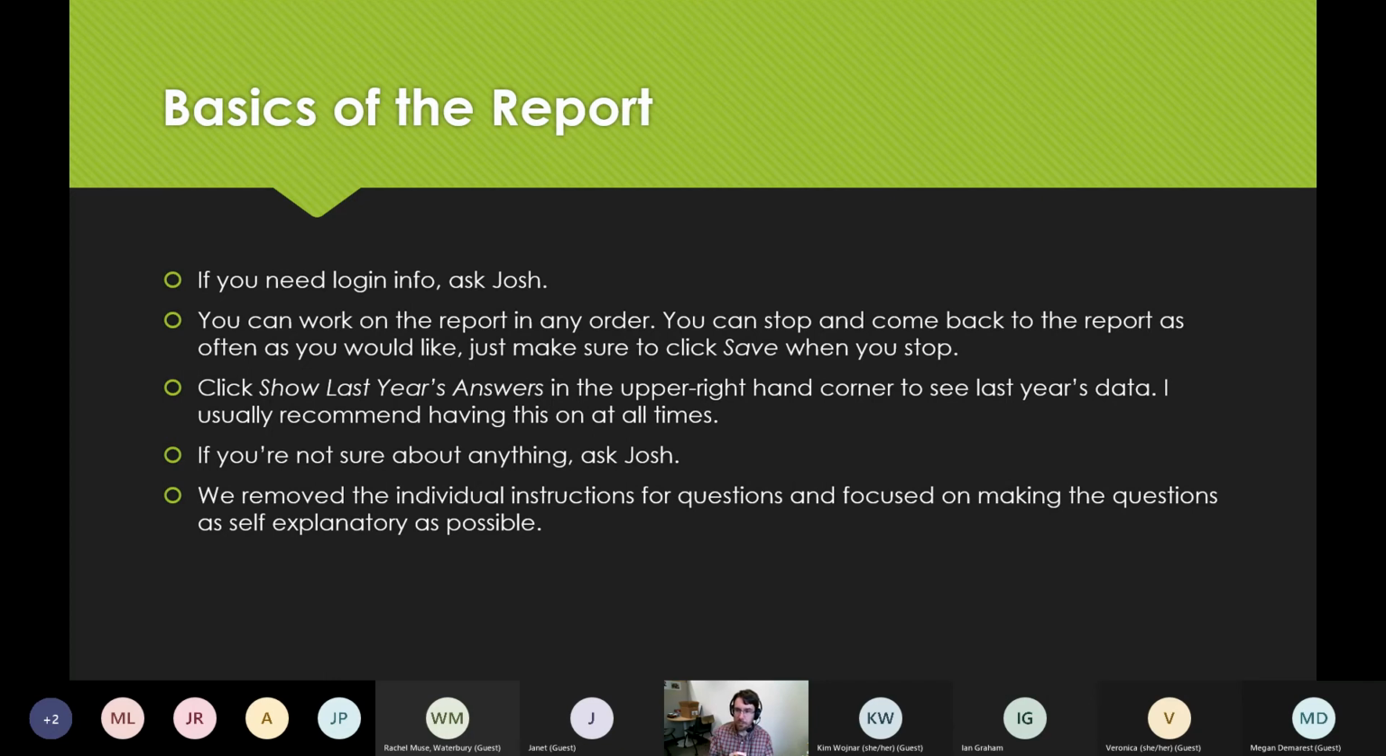Kim just pointed out, if the PowerPoint disappears and you only see Josh, it may be found in the lower right-hand corner of the screen by our initials. It should appear as a PowerPoint symbol. I think they changed the way that that's worked, so I apologize on that, but thank you for pointing that out. All right, so that's basics of the report.